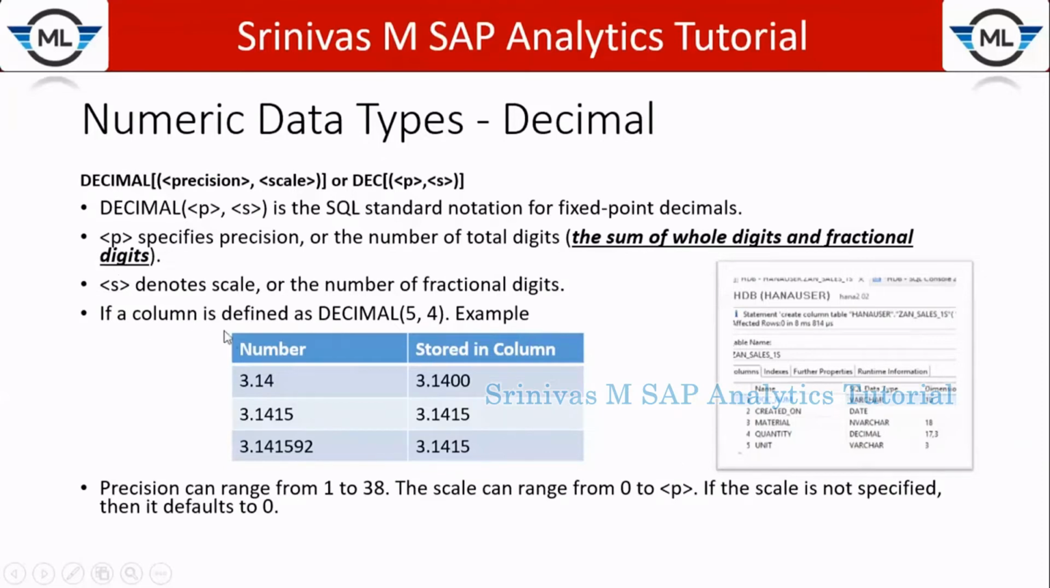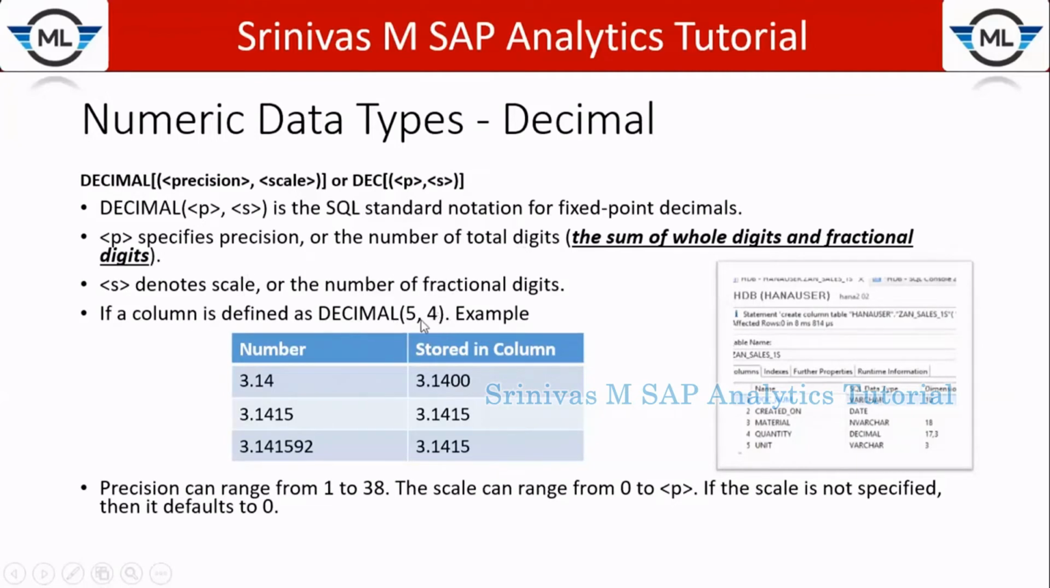Okay, so the next important point here is one example of defining decimal. Within the brackets we will mention 5 comma 4. Here, what does 5 mean and what does 4 mean? 5 means precision, 4 means scale, meaning I want 4 decimals in my number. And the next point is p is precision, or the number of total digits.